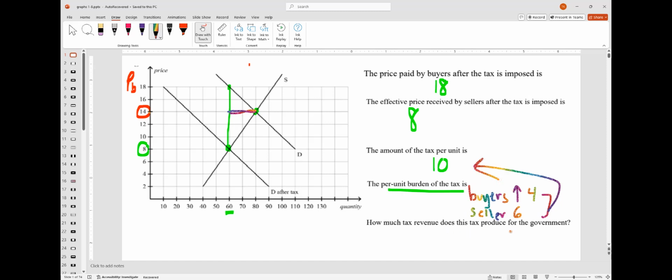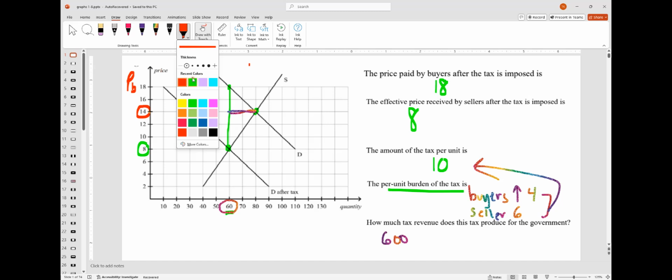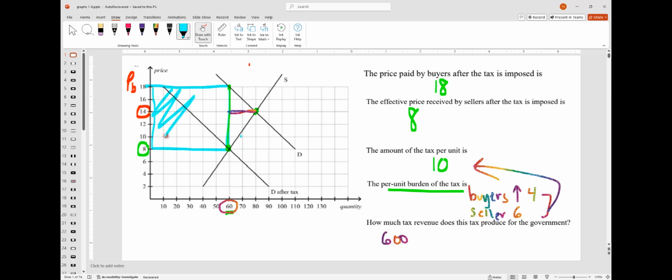How much tax revenue does this produce? So we're going to now tax 60 units, and we're going to tax $10 each on that. So we know that that's $600. But we can also see that on our graph here. So if we take this color, the per unit tax is $10, and then we're taxing that on all of these units. Okay, so this right here would be tax revenue.